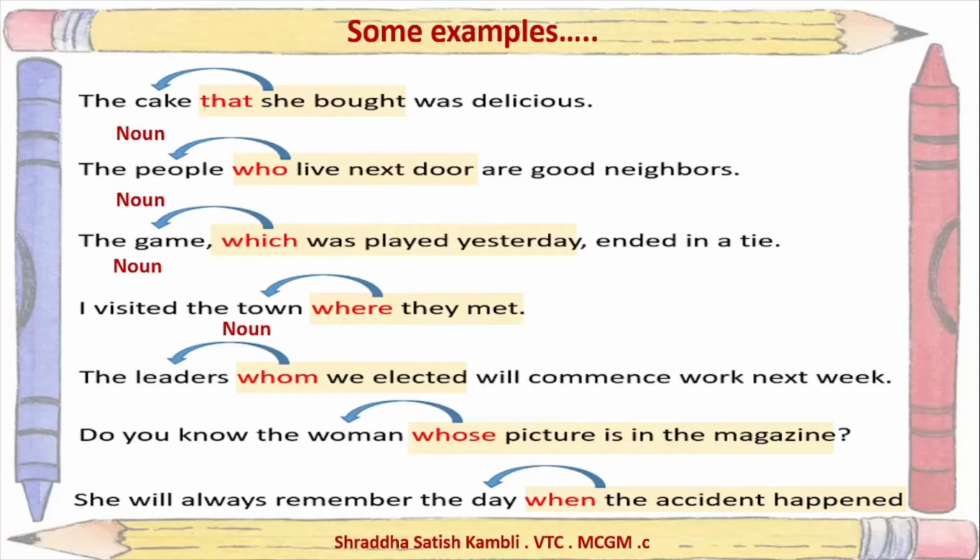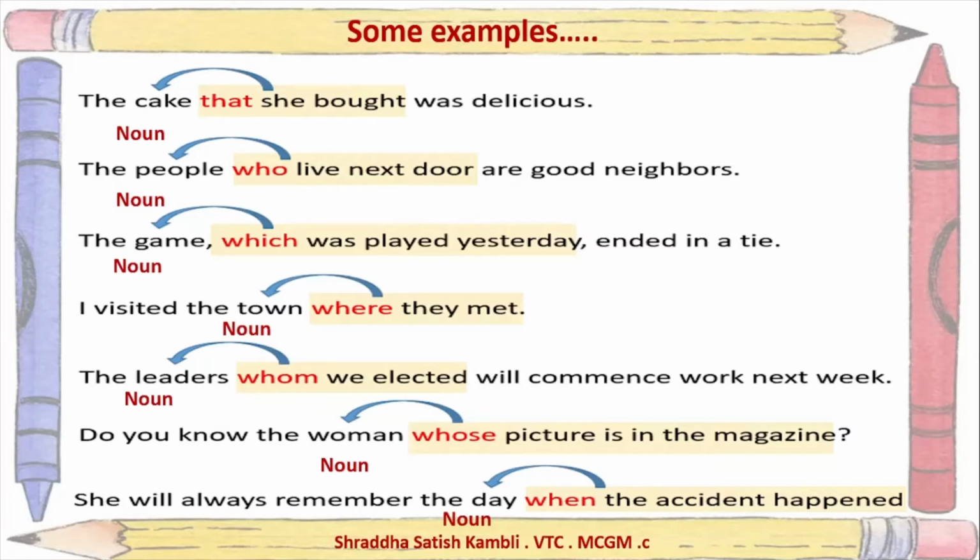So you specify. The leaders whom we elected will commence the work next week. Who will commence the work next week? The leaders. Which leaders? The ones whom we elected. Do you know the woman whose picture is in the magazine? So we are talking about a woman here, which is a noun. Which woman are we talking about? The one whose picture is there in the magazine. She will always remember the day when the accident happened. Which day will she remember? The day the accident happened.